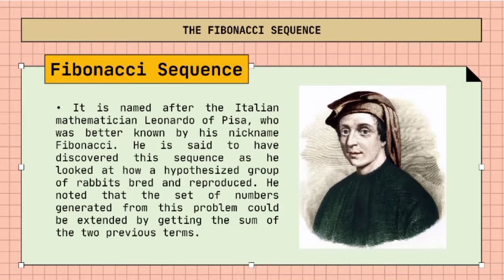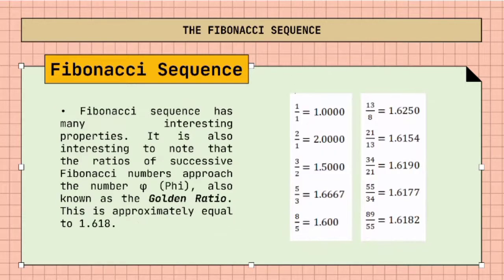So what is Fibonacci sequence? It is named after the Italian mathematician Leonardo of Pisa, who was better known by his nickname Fibonacci. He is said to have discovered this sequence as he looked at how a hypothesized group of rabbits bred and reproduced. He noted that the set of numbers generated from this problem could be extended by getting the sum of the two previous terms. Fibonacci sequence has many interesting properties.